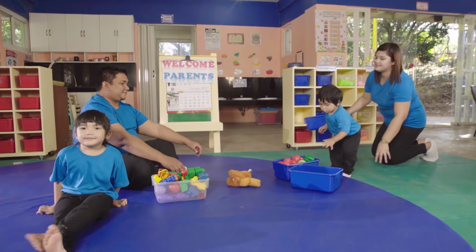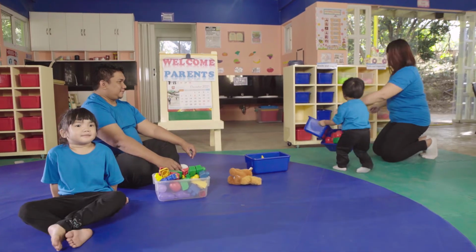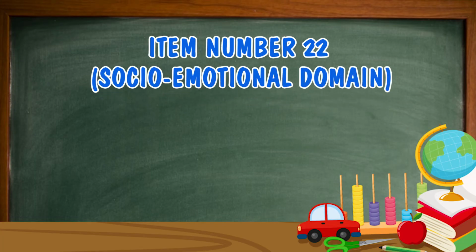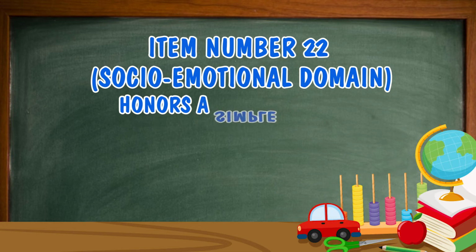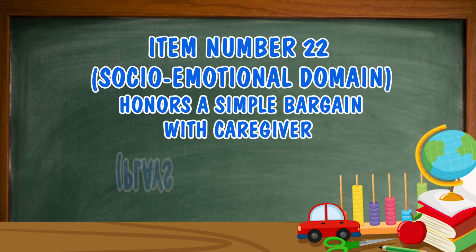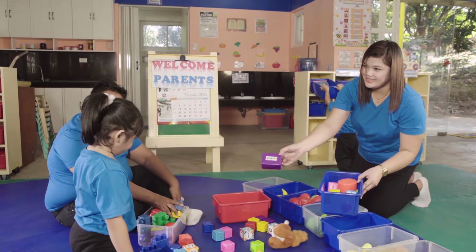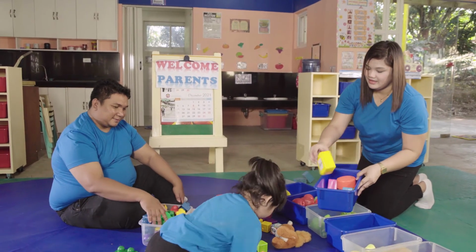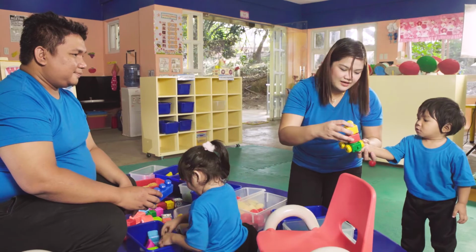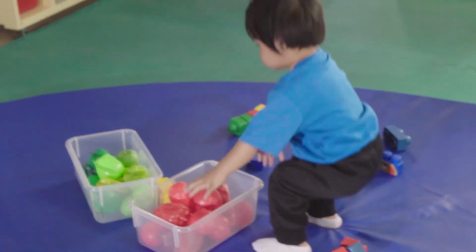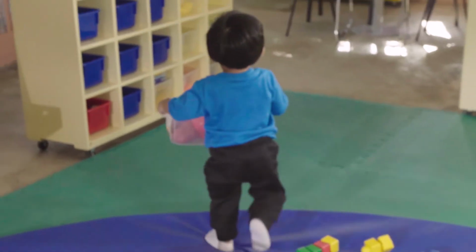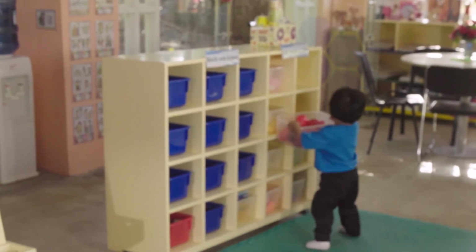For the last example of items that may be asked directly from parents, here's Teacher Micah asking some probable questions to assess item 22 of the social-emotional domain. Honors a simple bargain with caregiver. Example, plays outside only after cleaning or fixing his or her room. Tinatanggap o sinusunod ang isang kasunduang ginawa kasama ang tagapag-alaga. Halimbawa, makakapaglaro lamang sa labas pagkatapos linisin o ayusin ang kanyang silid o laruan.